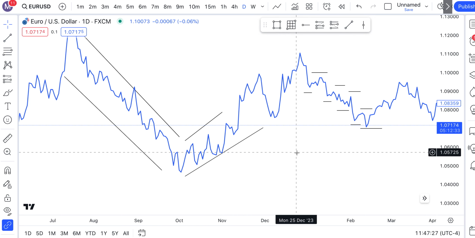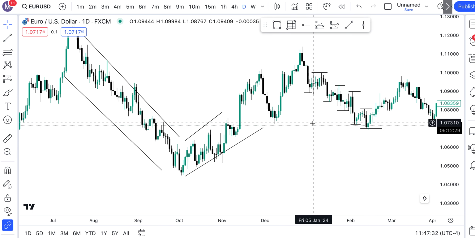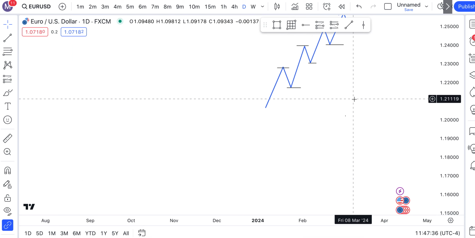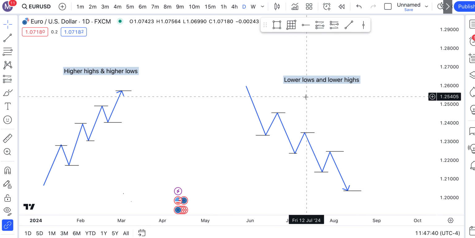But yeah, you can change to the line charts if you want to see a trend. But they're pretty simple to read. Just make sure that price is making higher highs and higher lows for an uptrend, and lower lows and lower highs for a downtrend.